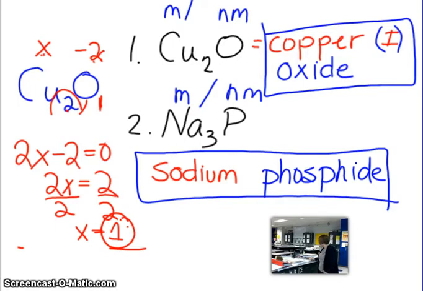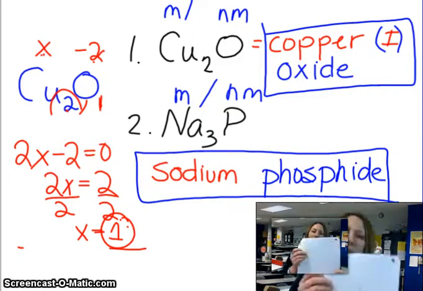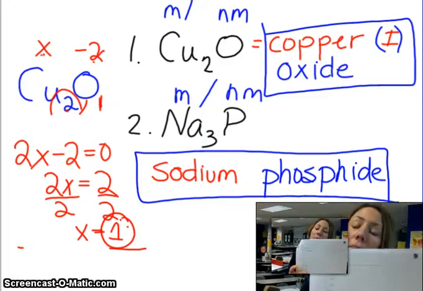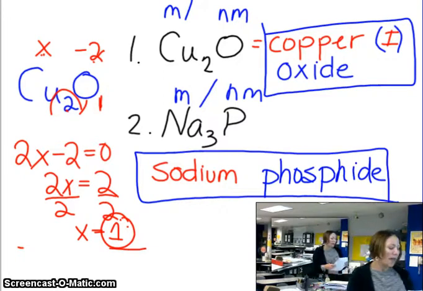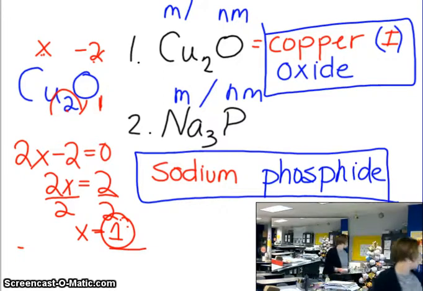Let's do another couple where we have more than 1 charge in the box, and we'll do them on that second page in your notes. Okay, so I'm at naming practice number 2. It's the second page after the flow chart in your notes. And let's take a look at question number 3.